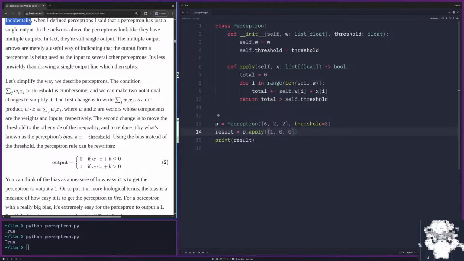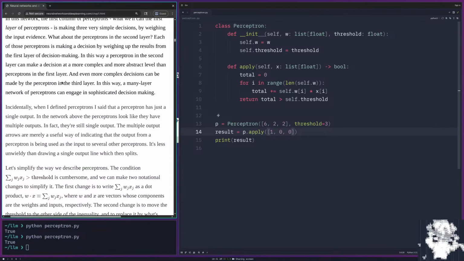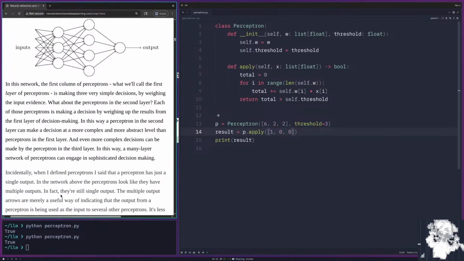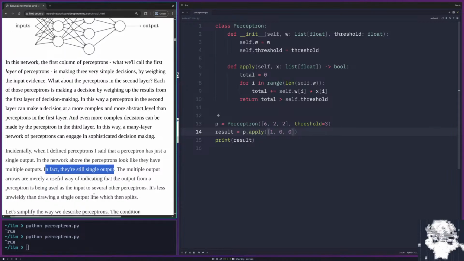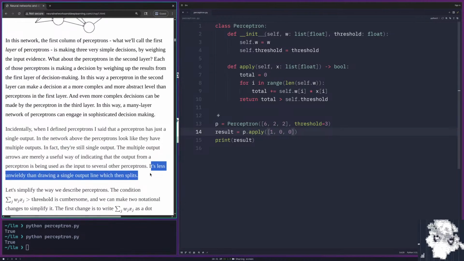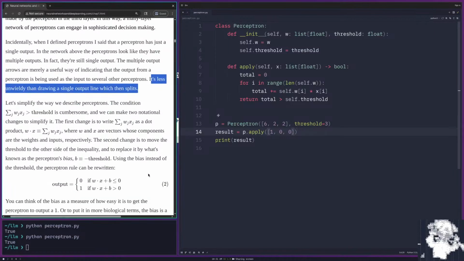Incidentally, when I defined perceptrons, I said that a perceptron has just a single output. In the network above, the perceptrons look like they have multiple outputs. In fact, they're still single output. The multiple output arrows are merely a useful way of indicating that the output from a perceptron is being used as the input to several other perceptrons. It's less unwieldy than drawing a single output line, which then splits.